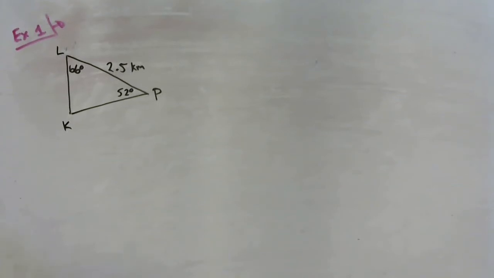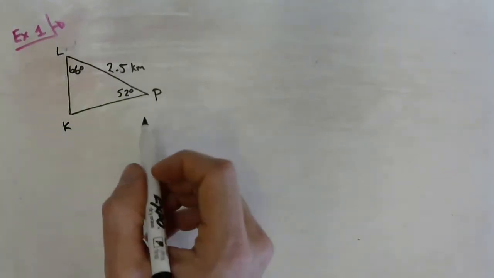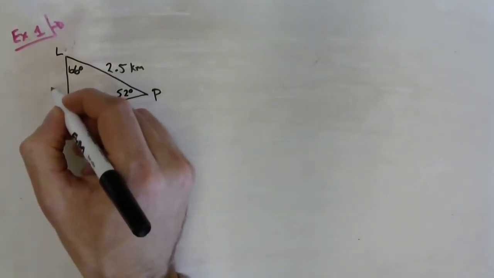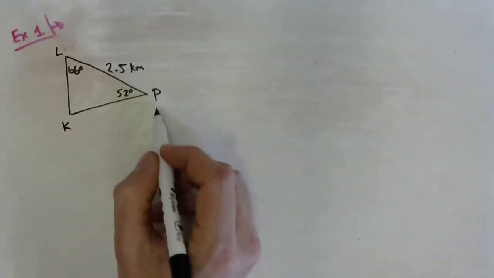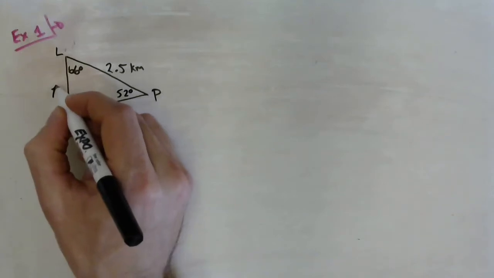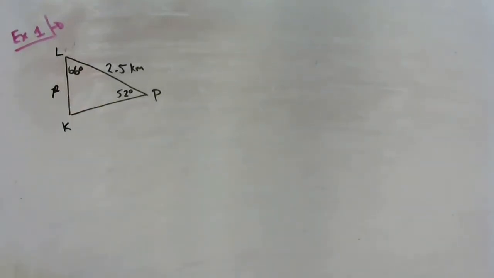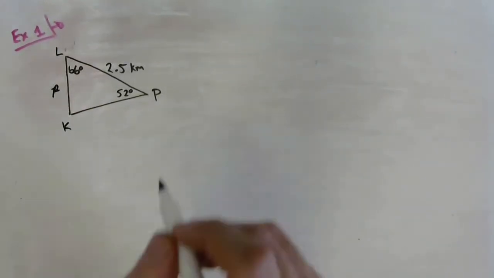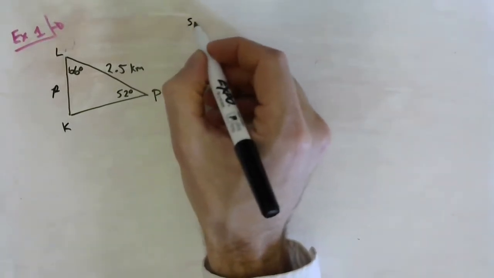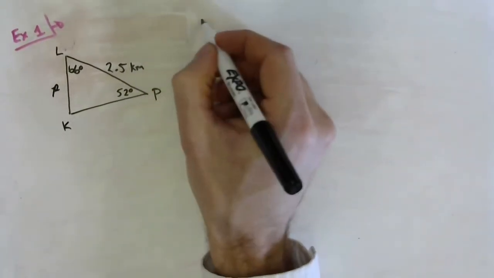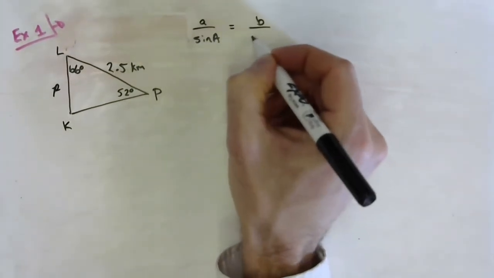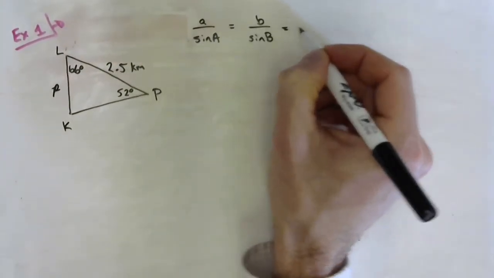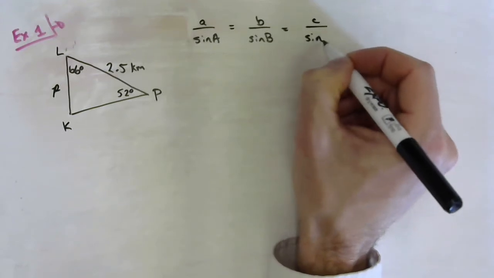Okay, what's the goal of this? We want to know how far apart the locks are. So we're looking for the length of LK. Because the opposite angle is called capital P, I'm going to give it the name of lowercase p. And that's what we're solving for. I'm going to write my sine law at the top of every page. So I've got A over sine A equals B over sine B equals C over sine C.